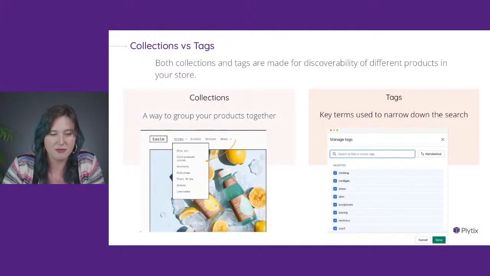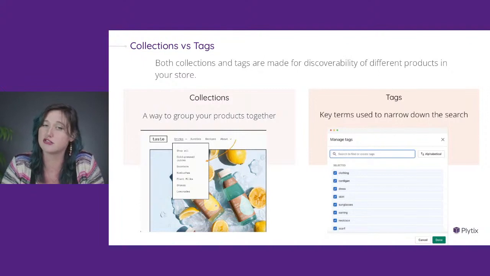Let's talk about collections versus tags. The difference between tags and collections is the main use for each of them. Basically, both collections and tags are structures that create discoverability for your products in your Shopify store. Your customers can use tags and collections to easily find the products that they're looking for. So let's take a look at each one in more detail.